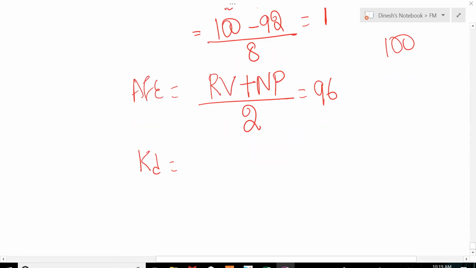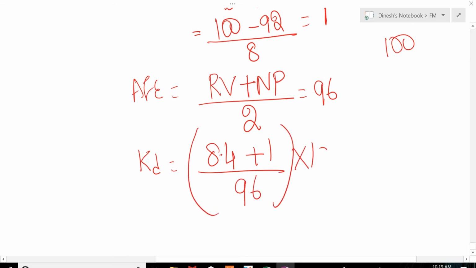How much was the interest? 8.4. Please don't copy it from the board. I keep seeing people referring to the board. I don't know what is there.